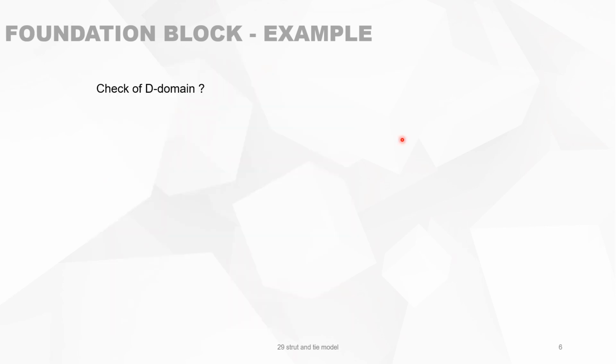First of all, we will check if this is a D region or a B region. For the D region, the span must be smaller than 3 times the height of the block. So 4 meters is smaller than 3 times 2500. So we are in a D region and we cannot use our concrete tables and we have to use the strut and tie model.